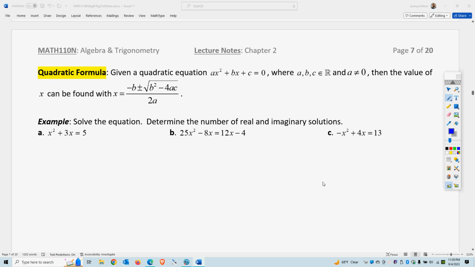This is Professor Pelton. This is part 2 of chapter 5, section 2. Then we're going to do the quadratic formula, which is the third method of solving quadratic equations.